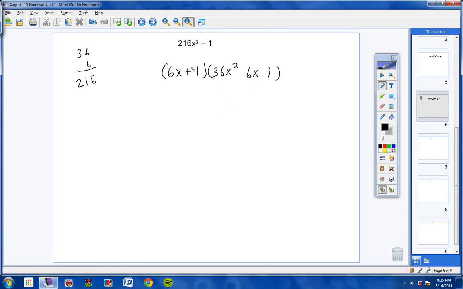Okay? Now, whatever this sign is right here, we put the opposite sign right here, and your first term here is always positive, and your last term here is always positive. Okay? And we are moving on. That is the factorization. Okay?